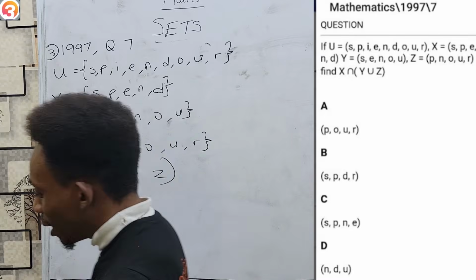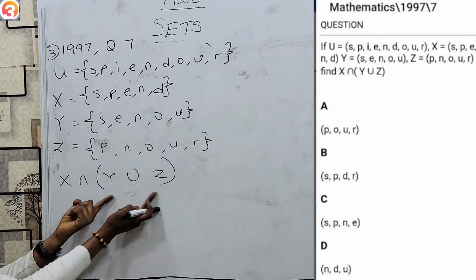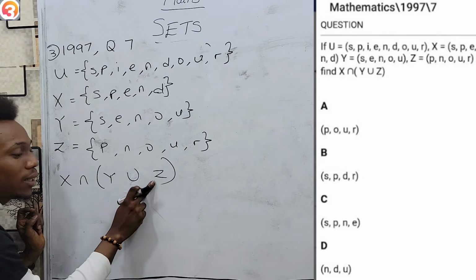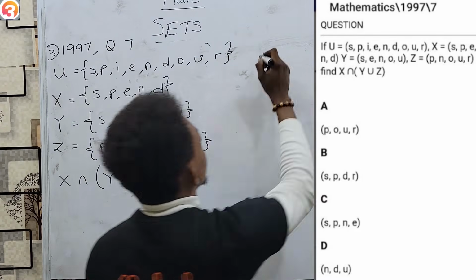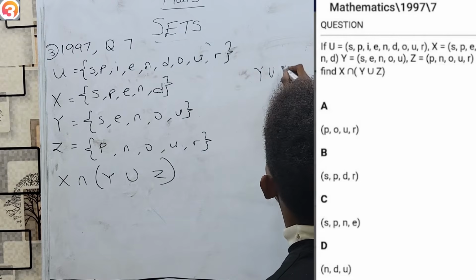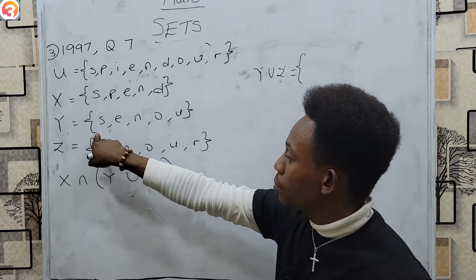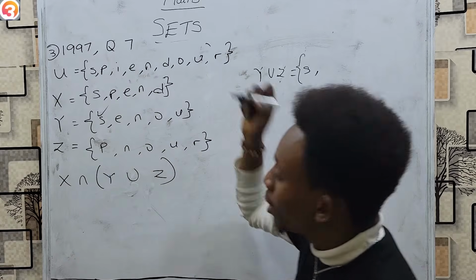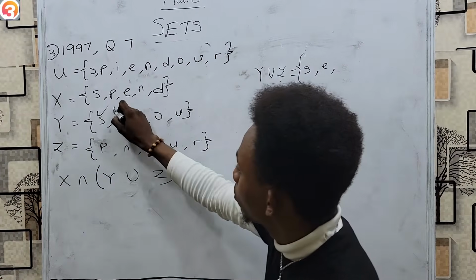Now, with all our knowledge of mathematics, we almost always deal with brackets first, which means I'm coming this way. The question is asking me to find what is in Y and Z combined without repetition. That means Y union Z, sorry, Z not X. Well, Y has S, so S comes in. Let me indicate it once I use it. Y has E, so E comes in.